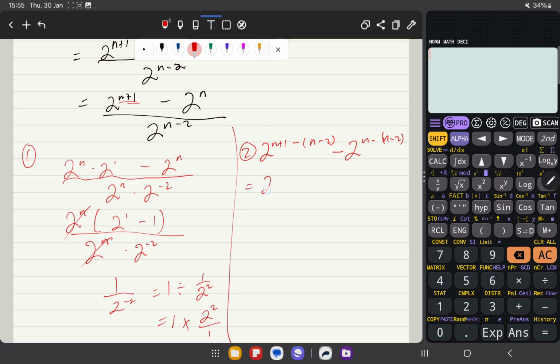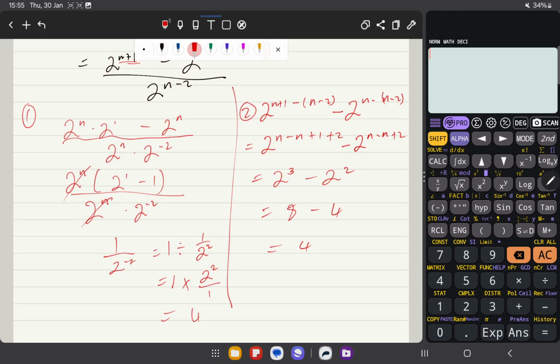Then what follows is 2 to the power of n minus n plus 1 plus 2, minus 2 to the power of n minus n plus 2. We end up having 2 to the power of 3 minus 2 to the power of 2, which is just 8 minus 4, which is 4. Just like we had. Yeah, so that's how we do it. Let's go to the second question.